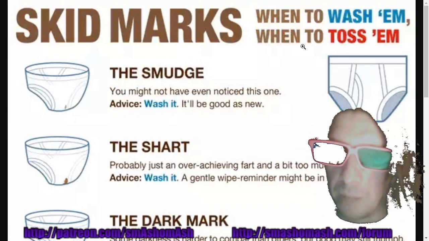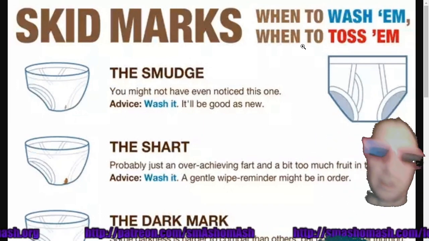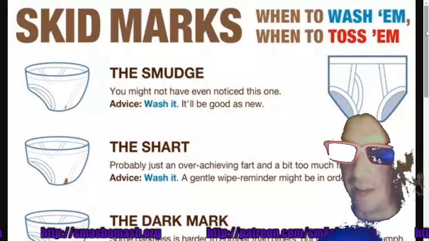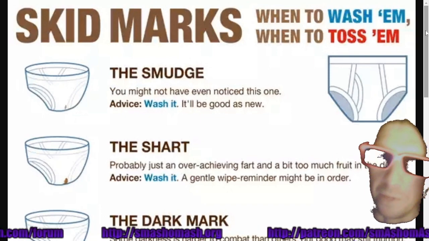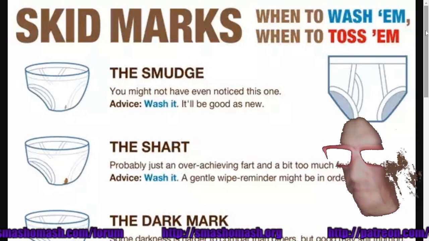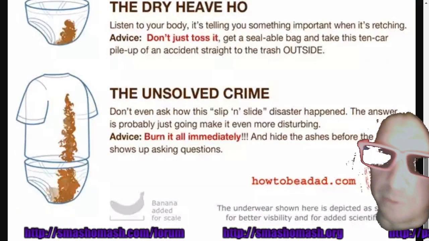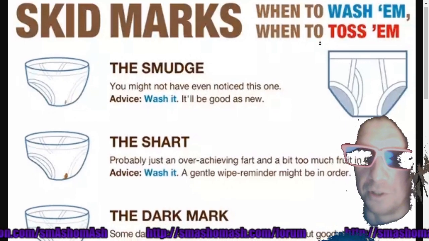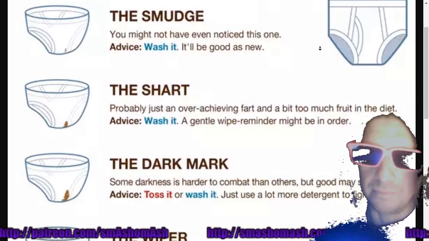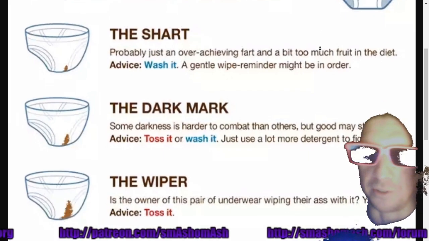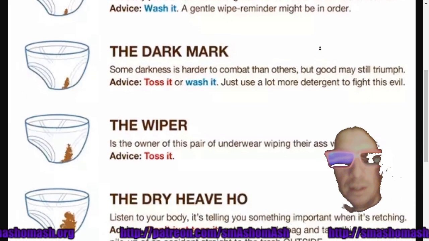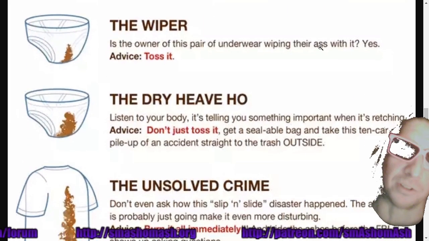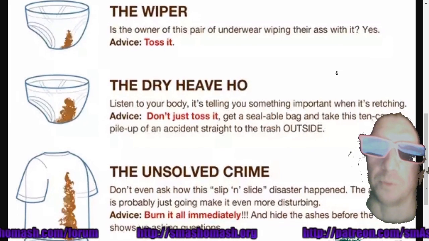Anyway, skid marks come in various varieties, and sometimes skid marks are created by the shart. And I'm sure everybody knows what a shart is by now. I'm not even going to define that, as if you're viewing this video, you must have the internet. So cheers. Different categories as reported by howtobeadad.com include the smudge, the shart, the dark mark, and this one, it's a toss-up whether you should toss it or wash it. Then you've got the wiper, and don't be a tosser. Toss it when you need to toss it. I mean, stuff happens.